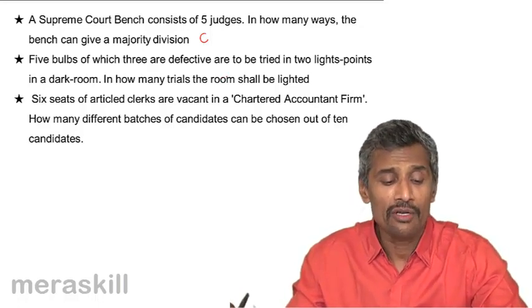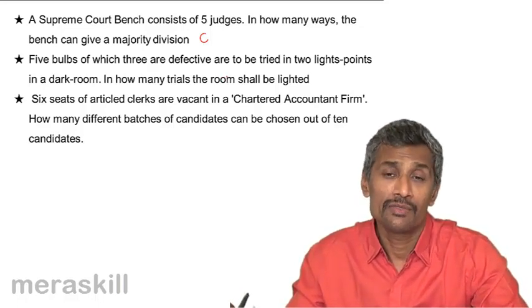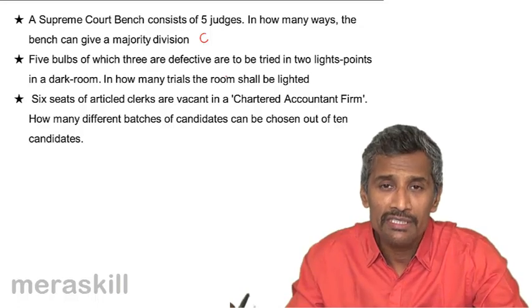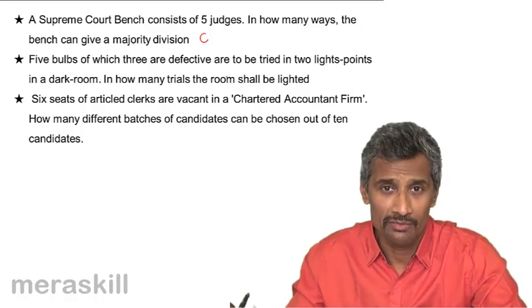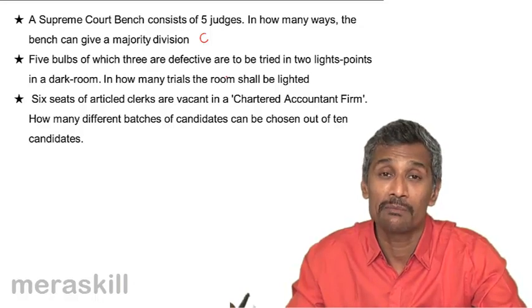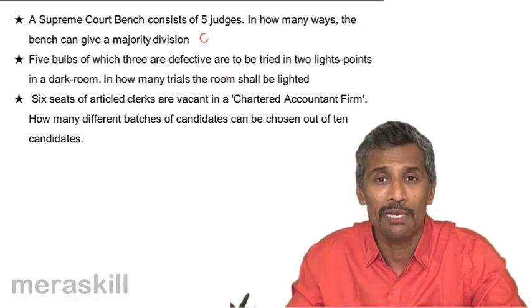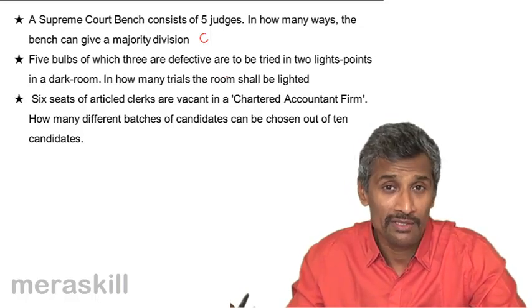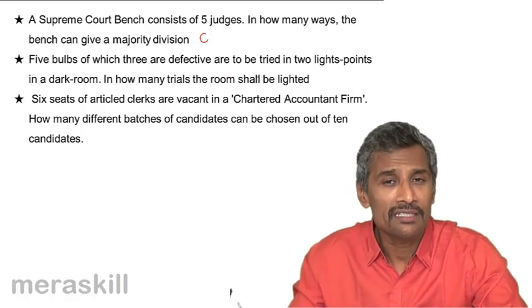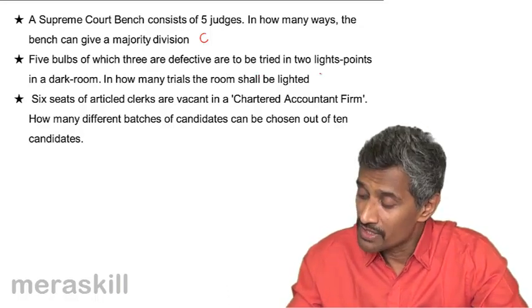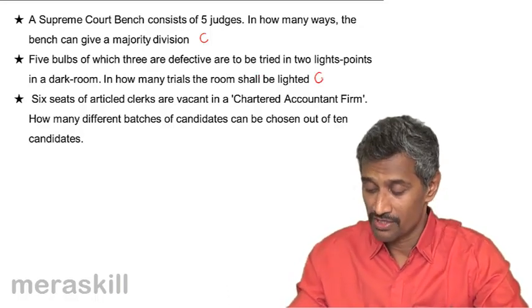So obviously, when you select them, ultimately we are concerned about which is defective. So the order in which it is tried is not important. What is important is you are trying bulb number A. So you try bulb number A before bulb number B, or bulb number A after bulb number B. The order is not important. So it is just testing, selecting and testing. It's a selection. So definitely a combination.